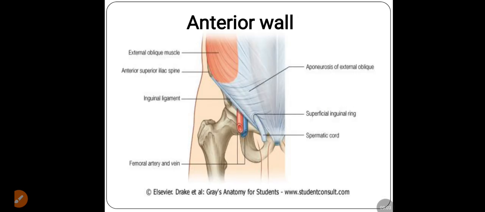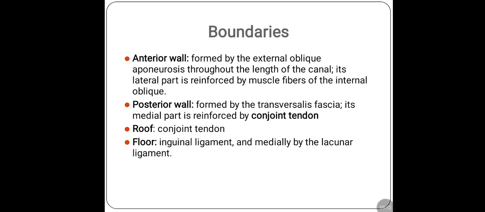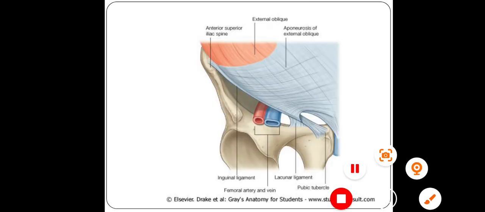Here, the anterior wall is formed by the aponeurosis of the external oblique. Here is the anterior wall. Just a minute, I will describe something for you.